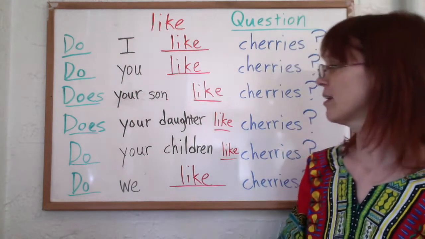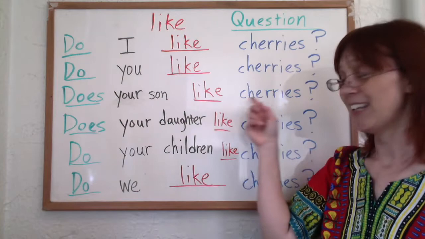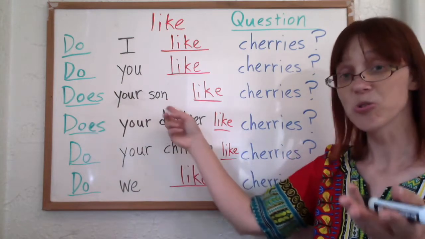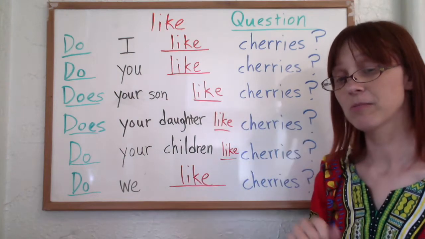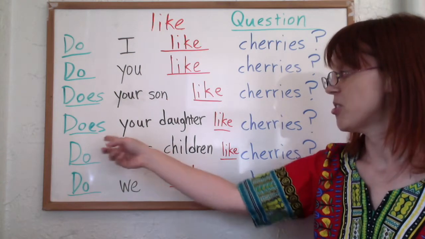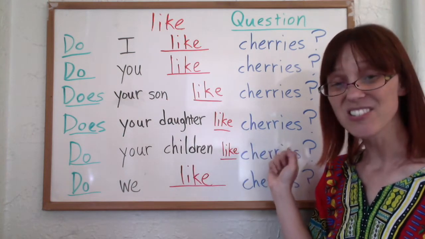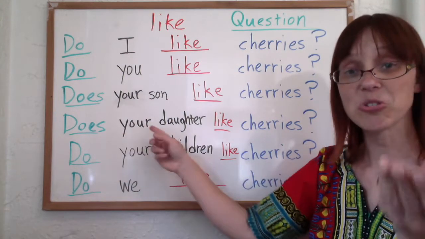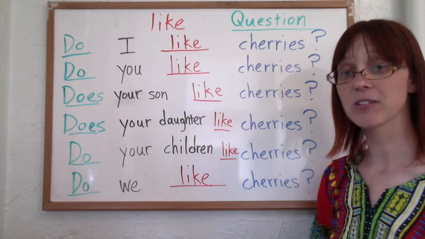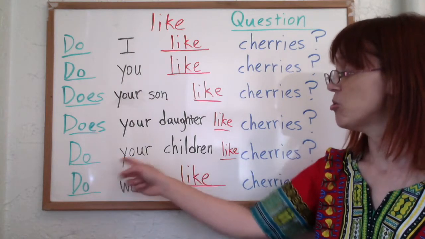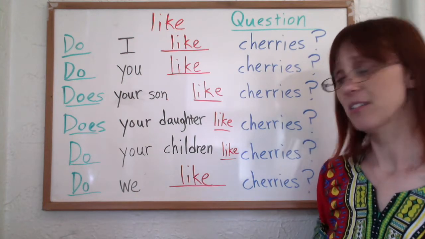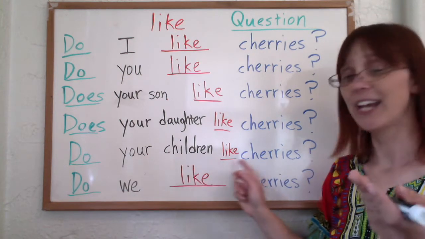Repeat. Does your son like cherries? You try. Does your son like cherries? Does your daughter like cherries? You repeat. Does your daughter like cherries? Do your children like cherries? Repeat. Do your children like cherries?